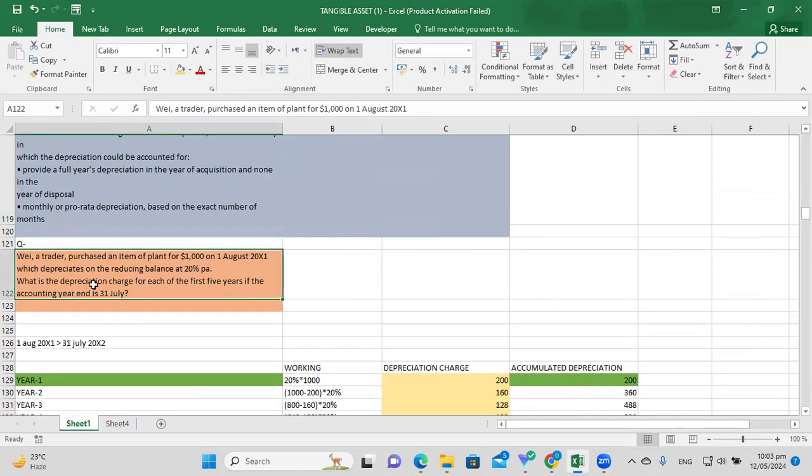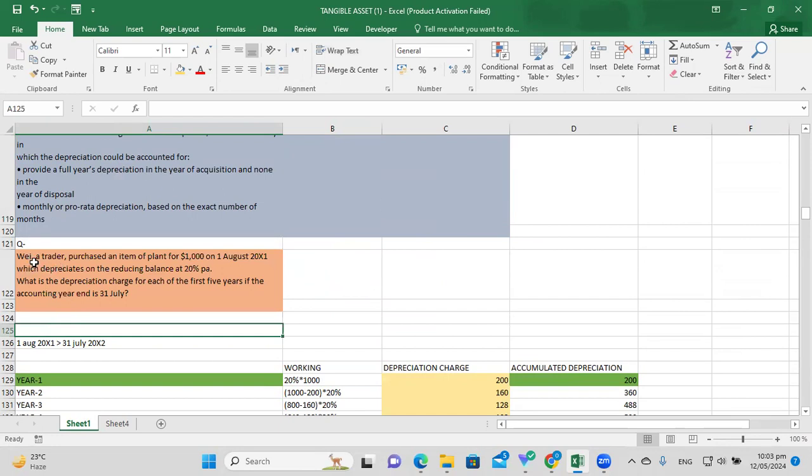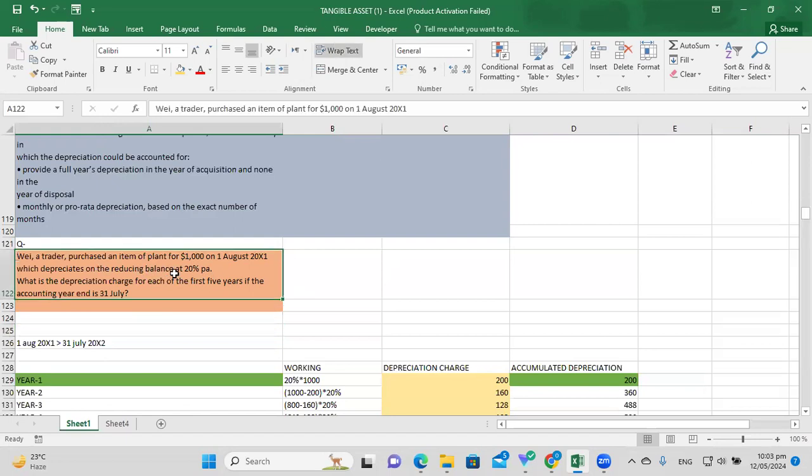Okay, so our example is: V is the name of a trader. V, a trader, purchased an item of plant for $1,000 on 1 August 2001. The dates are very important. Okay, you need to look at the dates very carefully. So we bought the asset on 1 August 2001, right? Which depreciates on reducing balance method at 20% per annum. Remember, we are using reducing balance method, all right? 20% per annum.